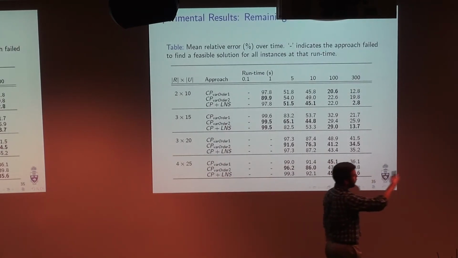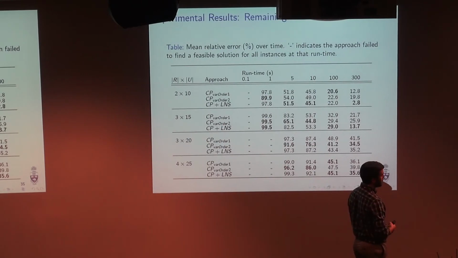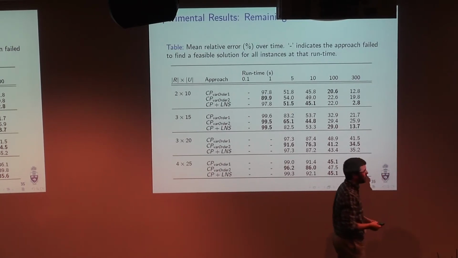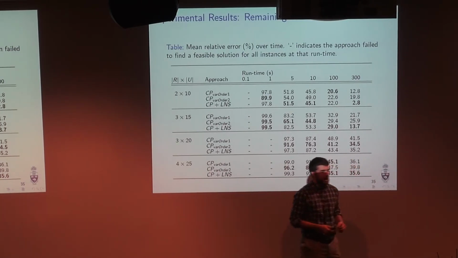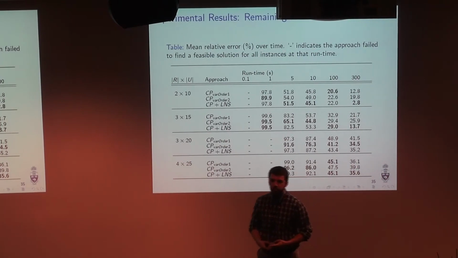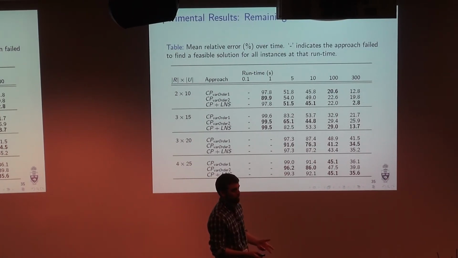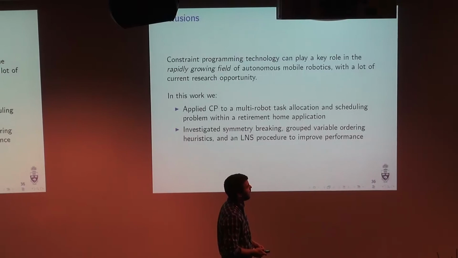So we're looking at 2 robots, 10 users, all the way up to 4 robots, 25 users. Again, these values are mean relative errors, and we have our runtime intervals across the top there. If you look at 300 seconds, you can see that the LNS approach, as well as the 2-stage variable instantiation, are outperforming the single-stage instantiation. So we are seeing some improvement with our modifications of the search.